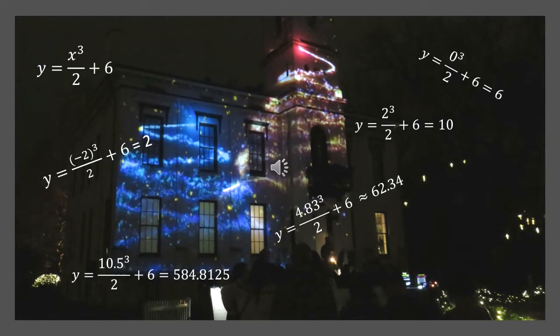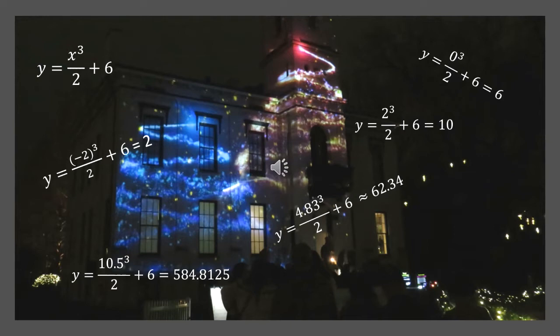If I plug 10.5 in for x and follow the computation, I get 584.8125. So the point 10.5 for x, 584.8125 for y would be a point on this graph. If I plug in 0, I will get out 6. So 0, 6 would be a point on this graph, as well as 2, 10. If I plug +2 in and I cube it, I will get 8. 8 divided by 2 is 4. 4 plus 6 is 10.